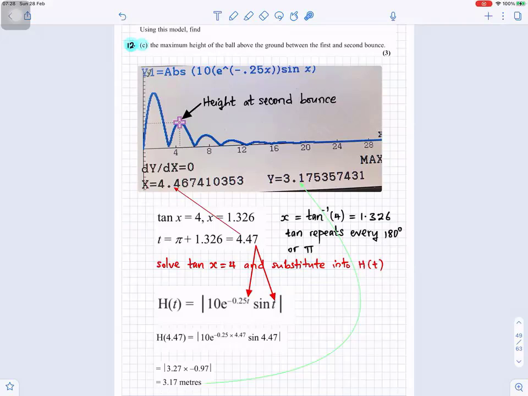And if you have h of t is 10e to the minus 0.5 t sine t, you want to replace t with 4.47. So you replace t with 4.47, put that in your calculator. That will give you 3.17 meters.